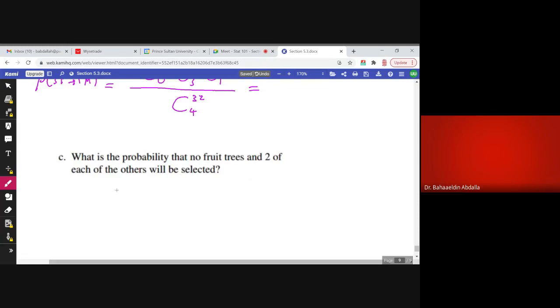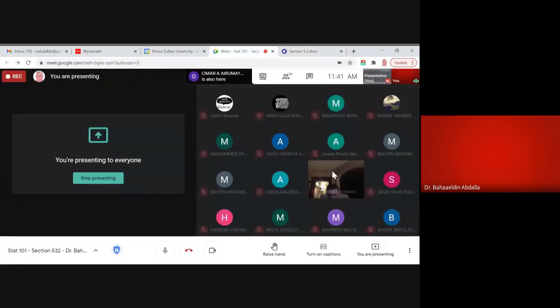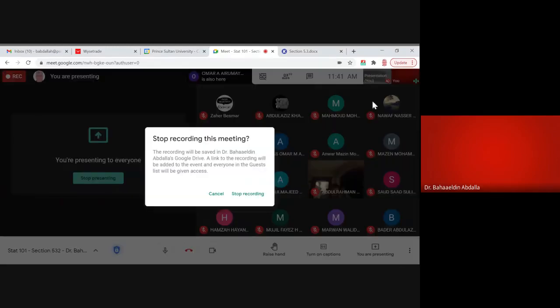Finally, what is the probability of no fruit, 0 fruit, and 2 of each of the others? So 2 maple and 2 pine trees. So in general, 32, we are selecting 4. Those 32 are divided into 10, 8, 14: 0 from the first, 2 from the second, 2 from the third. This is the end of the hypergeometric distribution. And by this, we finished section 5. If you have any questions.